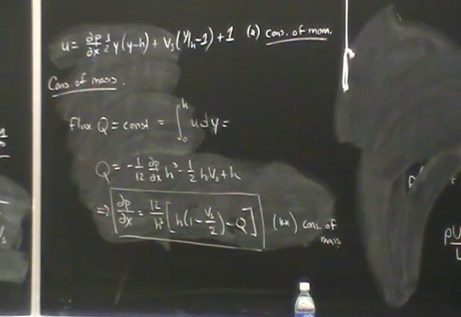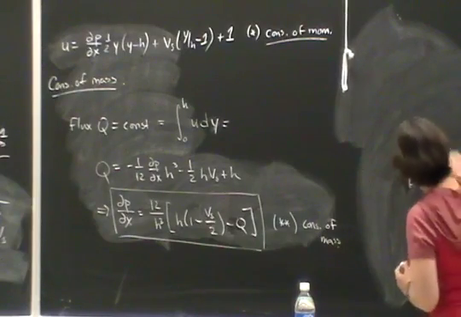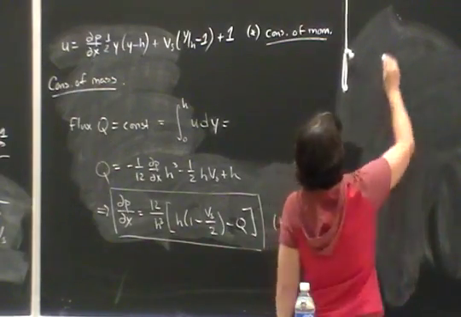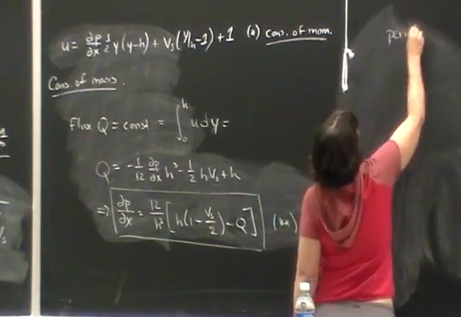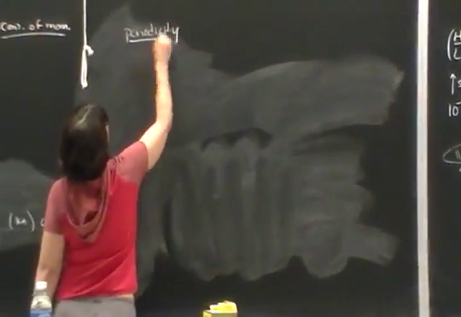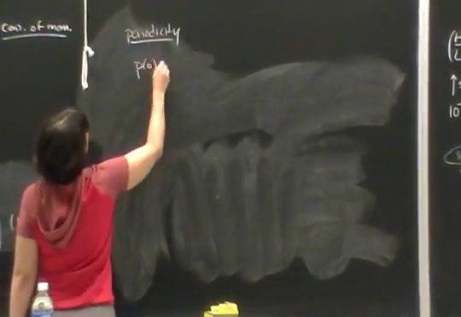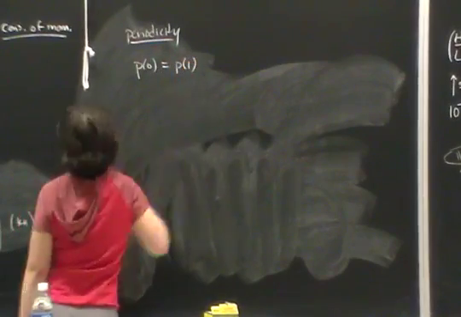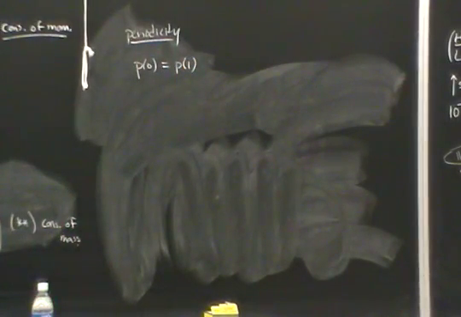Okay, so periodicity tells me that P of 0 is equal to P of 1. So I've renormalized it, I've rescaled everything. So this is at 0 and this is at 1. I should be drawing that on the dimensionless plot. I will.